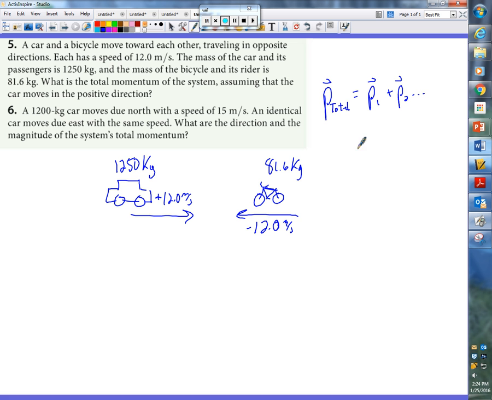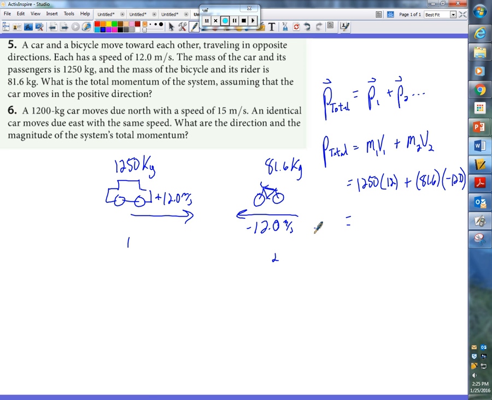Okay? Now, momentum is still found as mass times velocity. So momentum of the car is going to be mv, so we'll call the car object number 1, m1 v1, and the bicycle, we'll call that 2, m2 v2. Just plug in their masses, their velocities, and figure out how much the total momentum is. So 1250 times 12 plus 81.6 times negative 12.